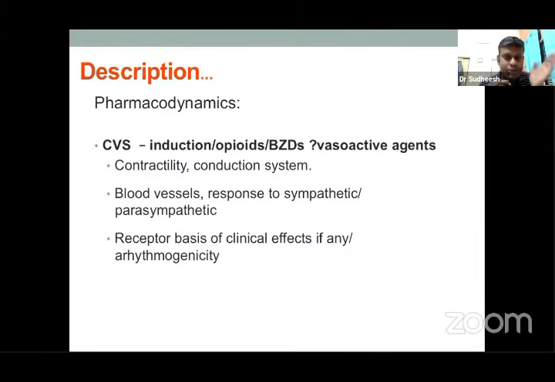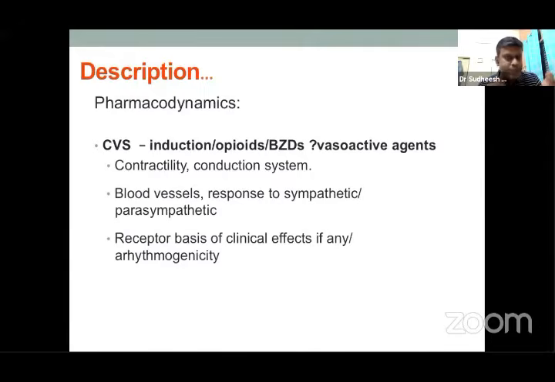Then you think about its effect on larger blood vessels and smaller blood vessels, and then the vascular response to sympathetic and parasympathetic outflow. Many times it might be blunted. It can blunt the effect of receptors. So that's why it's important. For example, we know that propofol has a resetting of the baroreceptors, resulting in lack of compensatory tachycardia to a fall in blood pressure. So this way you can remember it in a better sense.